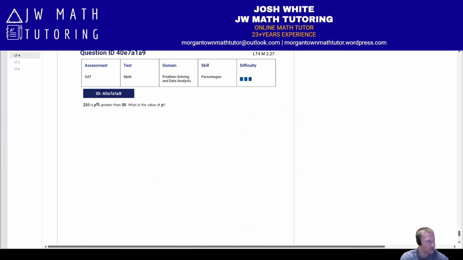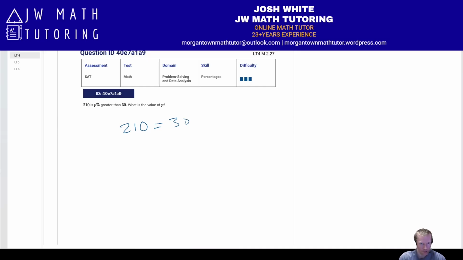All right, next up, the last question from Module 2, number 27 on this linear paper practice test number 4, deals with percentages. 210 is p% greater than 30. What is the value of p? So essentially what you have going on here is 210 equals p% greater than 30. That means we're taking 30 and adding to it p% of 30. You have to be careful.